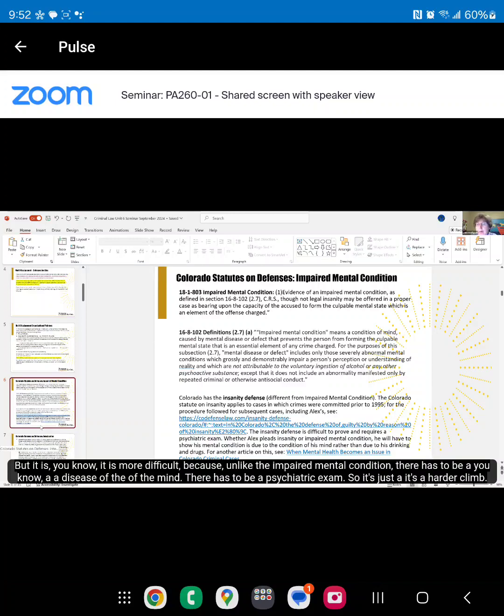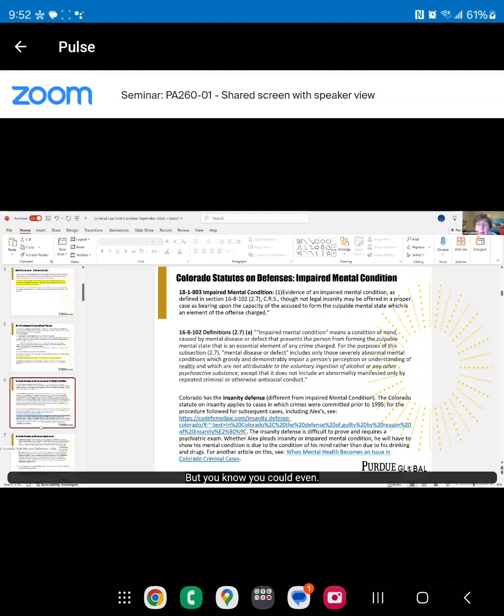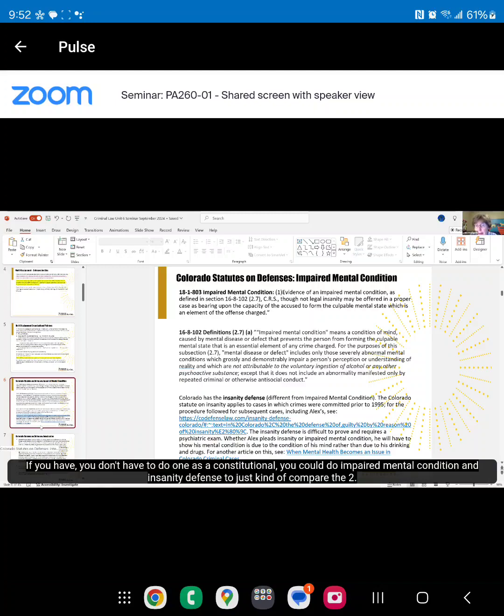But it is more difficult because, unlike the impaired mental condition, there has to be a disease of the mind. There has to be a psychiatric exam. So it's a harder climb. But one way to do it, if you don't have to do one as a constitutional defense, is to do impaired mental condition and insanity defense to compare the two. Since you've already started in on that, I think that might be interesting.